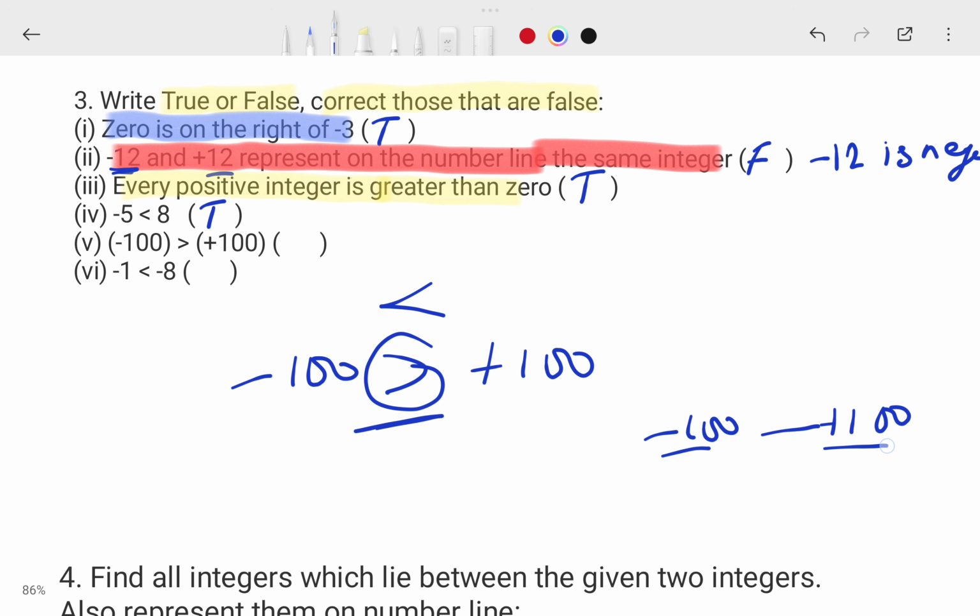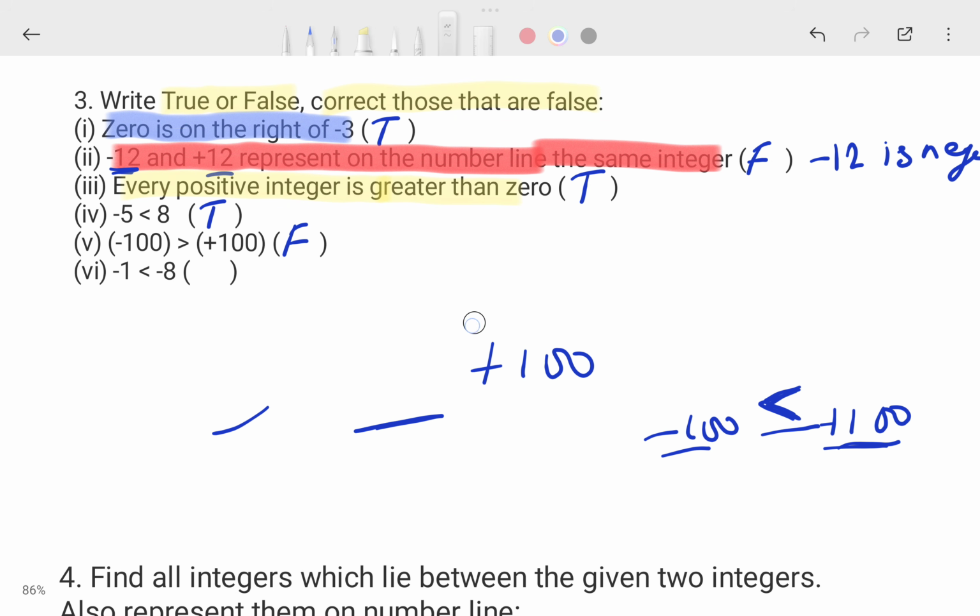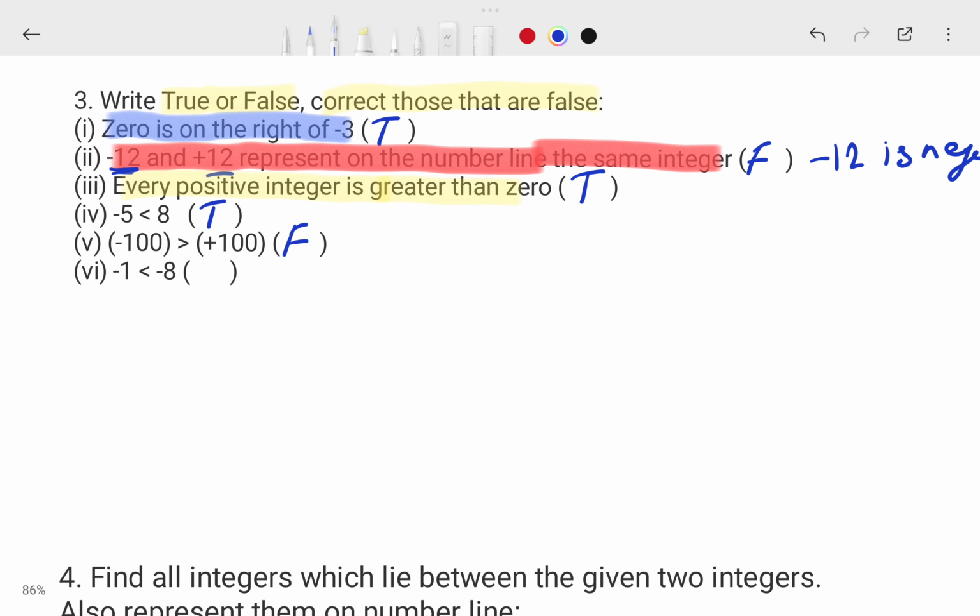So between minus 100 and plus 100, which is greater? Plus 100 is greater. So the symbol has to be one way, but in this case it is the other way. This means the fifth statement is totally wrong. The fifth statement is false, so we have to correct it. From minus 100 to positive 100, positive is greater. The symbol has to look like that, but this is wrong. Okay? Now this is correct.